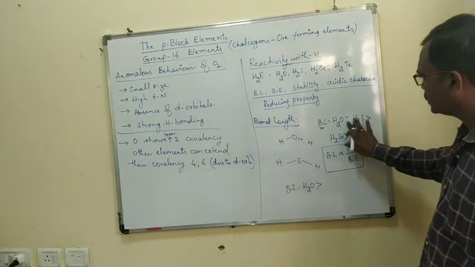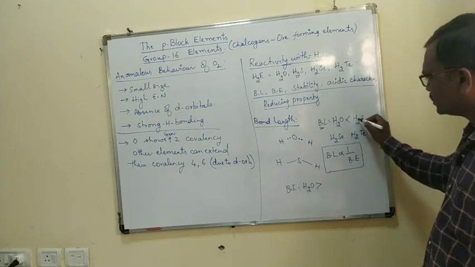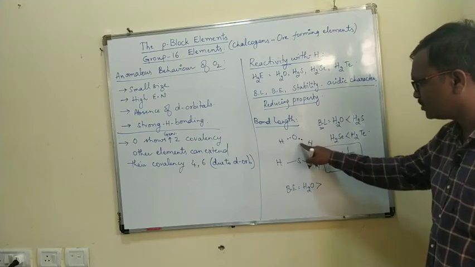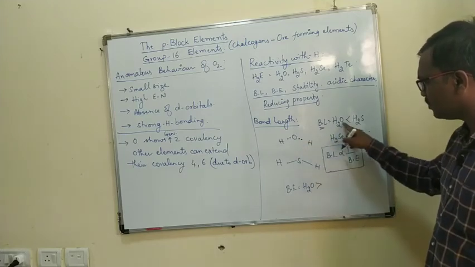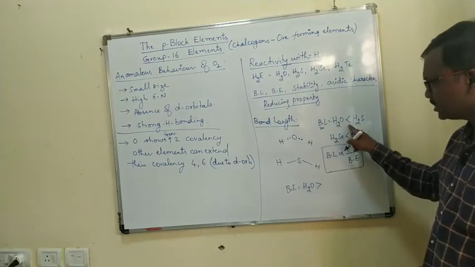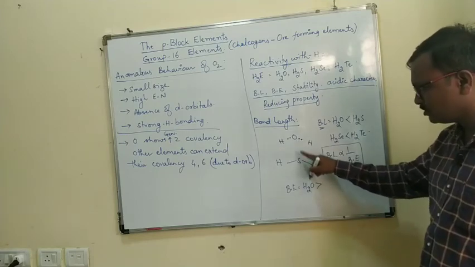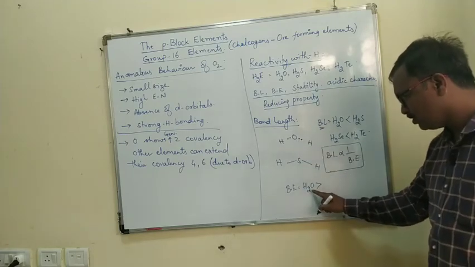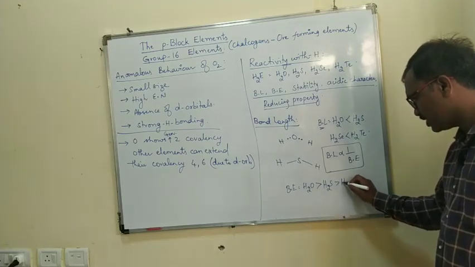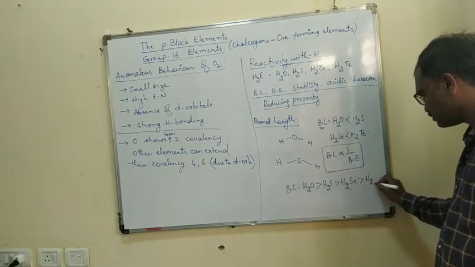this one, bond length, which one is greater? This one is hydrogen and tellurium. Oxygen and hydrogen, which one has the shorter bond length? This one is shorter, right? So oxygen has the shorter bond length, and this one has the greater bond length, due to electronegativity. H2O bond energy is greater than H2S, H2S is greater than H2Se, and H2Se is greater than H2Te.